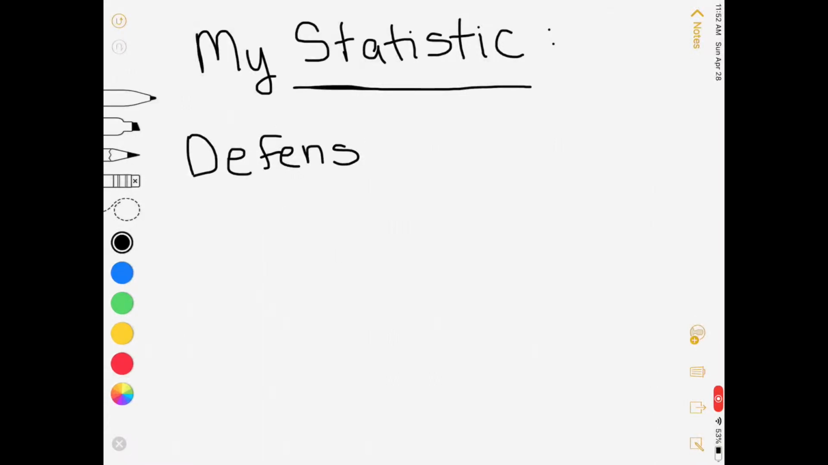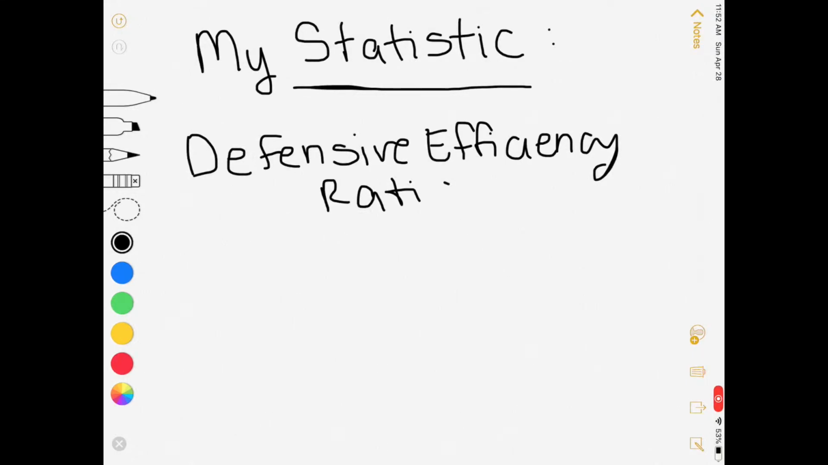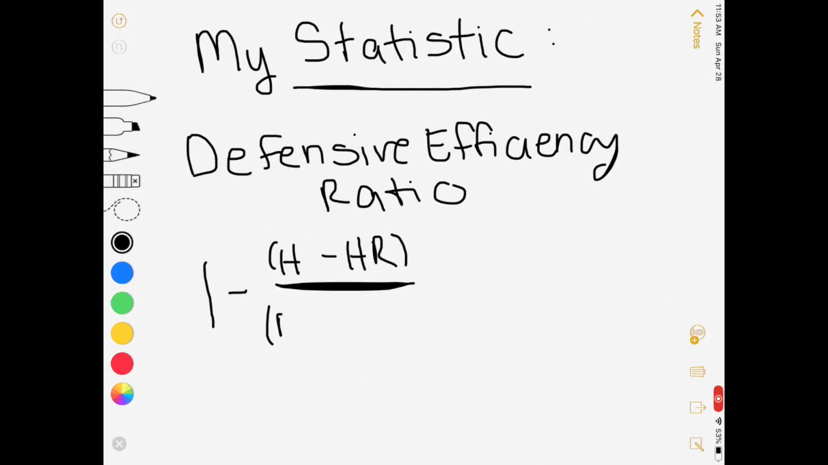During my research and inspiration for my statistic, I found a current statistic called Defensive Efficiency Ratio, also known as DER. According to MLB, DER is a statistic used to evaluate team defense by finding out the rate of times batters reach base on balls put in play. Basically, for every ball hit into the field, how likely is it to convert that into an out?